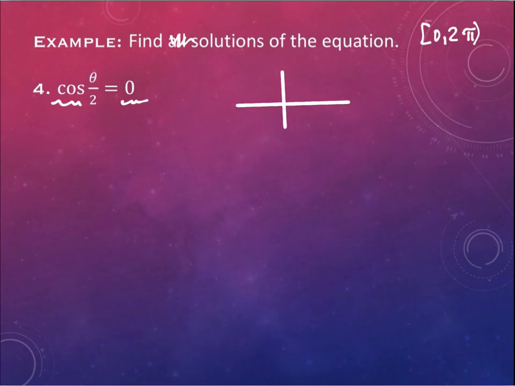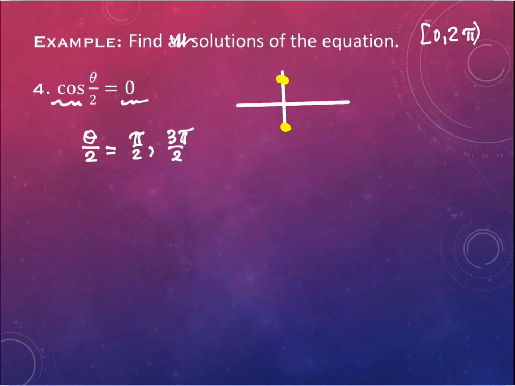Remember, cosine is x, pi over 2, and 3 pi over 2. Is that good for everyone? Okay, so we're going to say that this happens at the angle, which our angle is theta over 2, at pi over 2, and at 3 pi over 2.